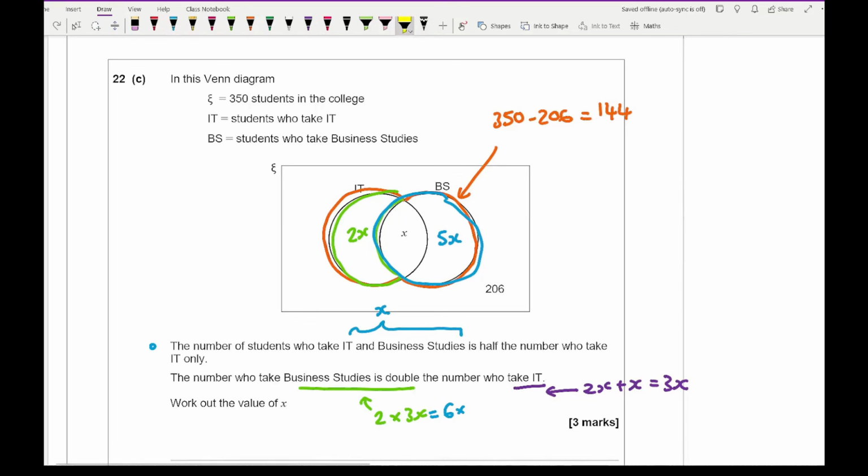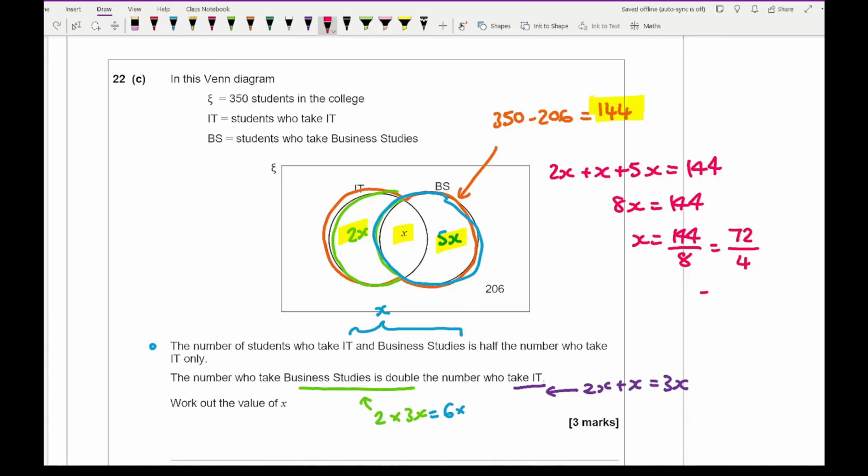So then using the information I know, the Venn diagram in terms of x all needs to add up to 144. Then what I get is 2x plus x plus 5x equals 144. Simplifying the left hand side, I get 8x equals 144. So x equals 144 divided by 8. If I divide both numbers by 2, that's going to give me 72 over 4. Divide by 2 again, that gives me 36 over 2, which then becomes 18. So x equals 18.